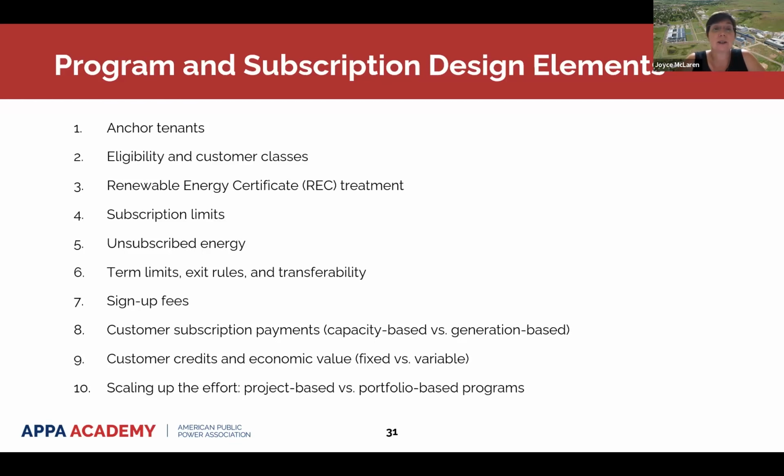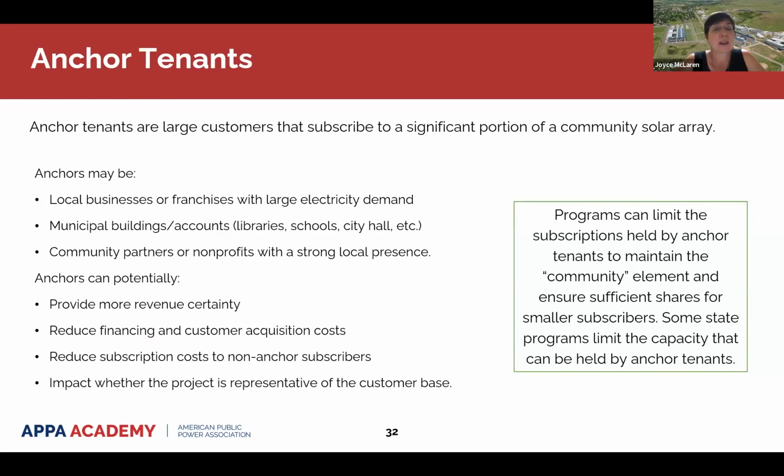So let's dive into the first one, which is anchor tenants. Anchor tenants is a term that you may or may not have run across, but I think you'll understand what I mean after we talk about it. It's a large customer that can subscribe to your community solar project, and they may subscribe for a pretty large chunk of the subscriptions, and they really serve as an anchor. They provide a level of certainty to your income as a large subscriber.